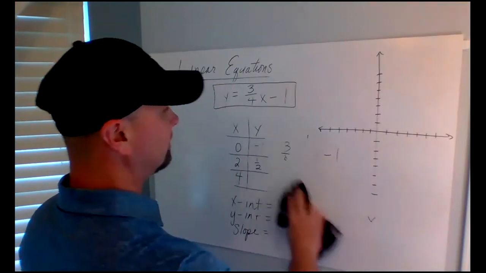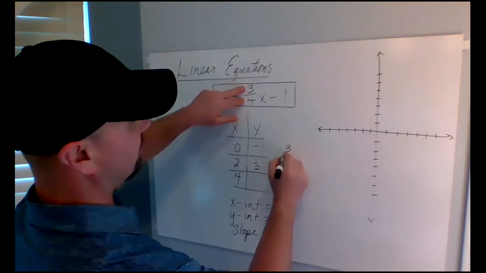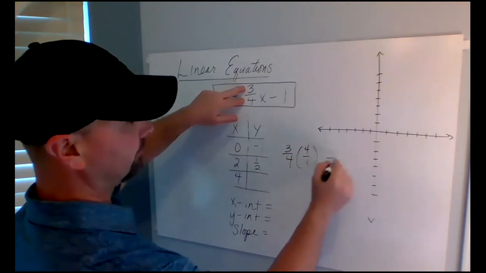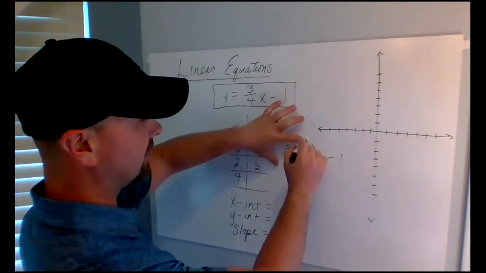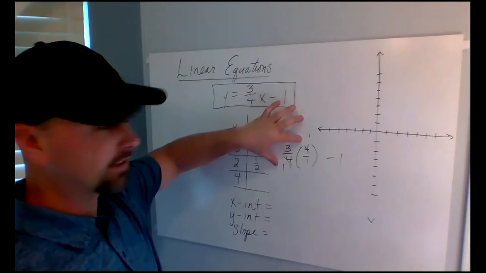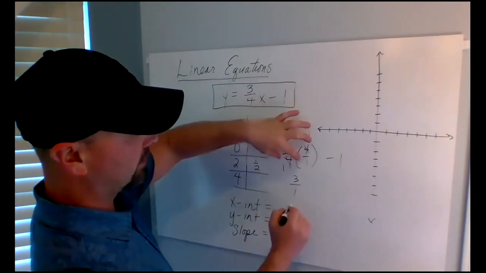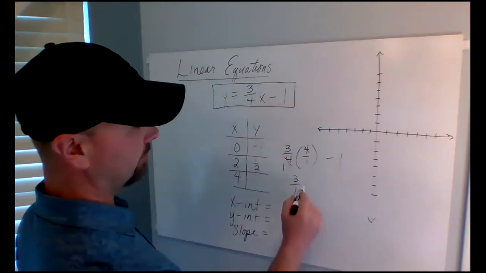All right, erase that. Let's see what happens when we multiply it by 4. 3/4 times 4, which is 4 over 1, minus 1. So notice what happens here is our 4's actually cancel each other out completely, and we're left with 3 over 1 over 1 times 1. 3 times 1 over 1 times 1.